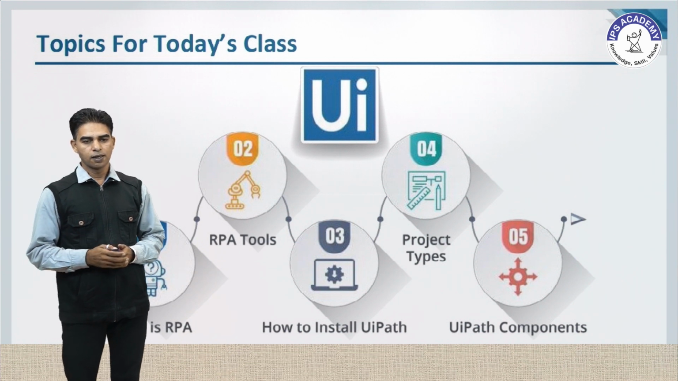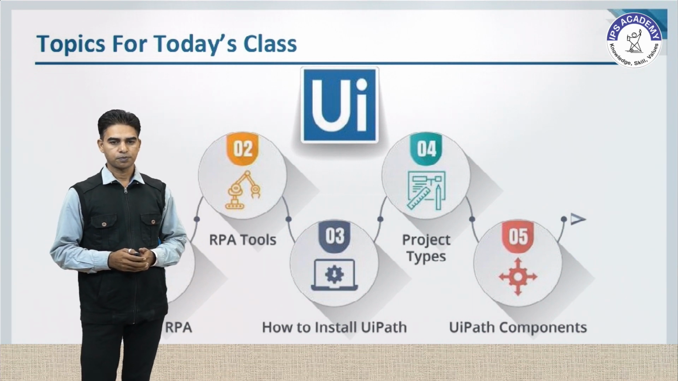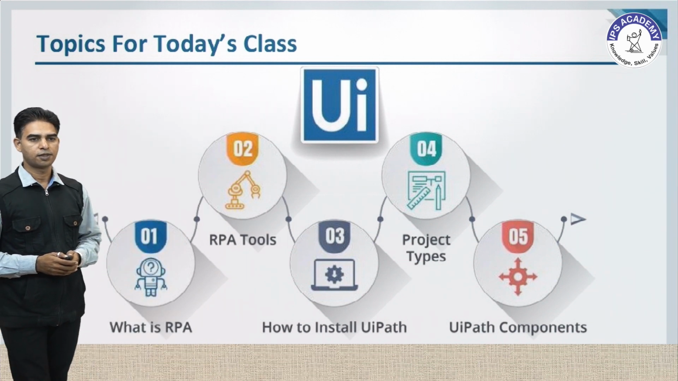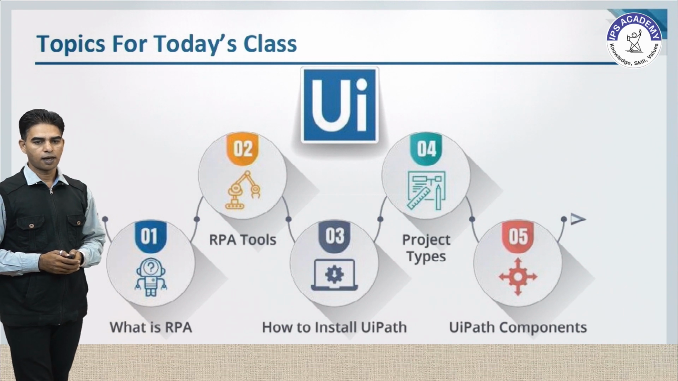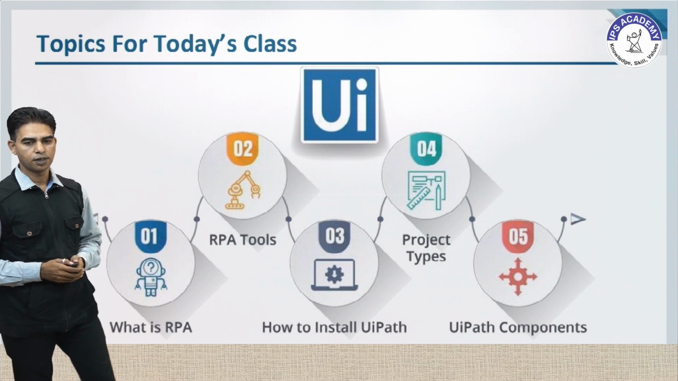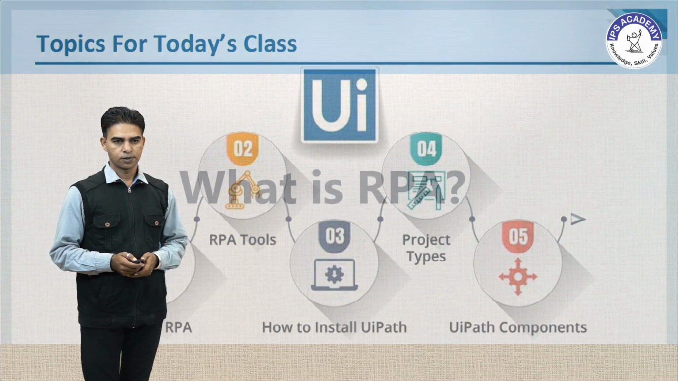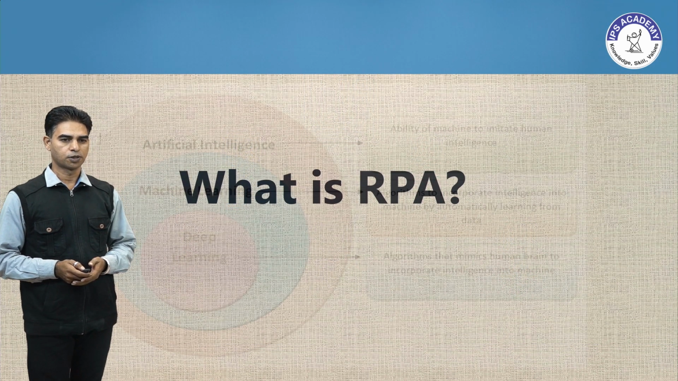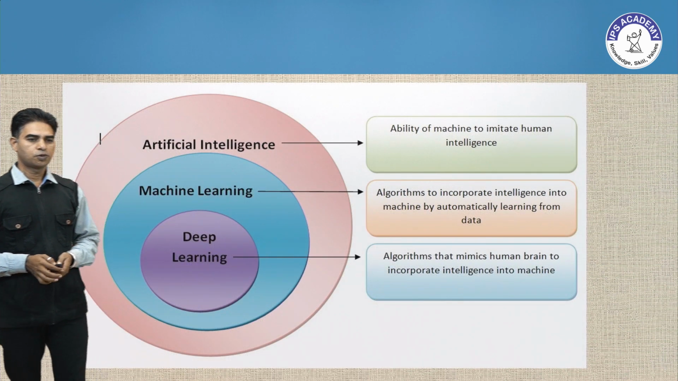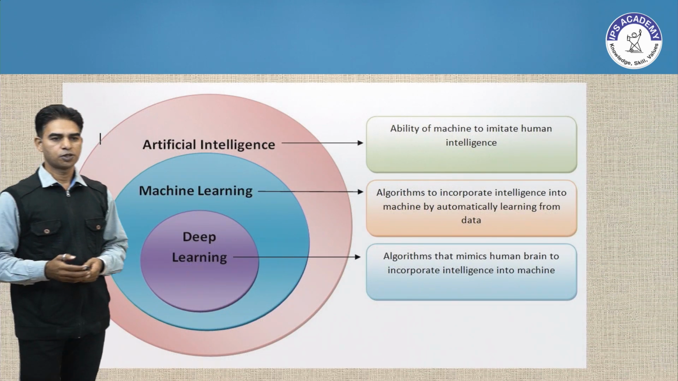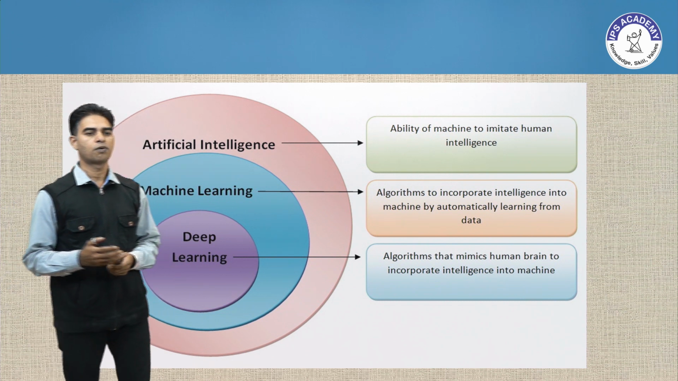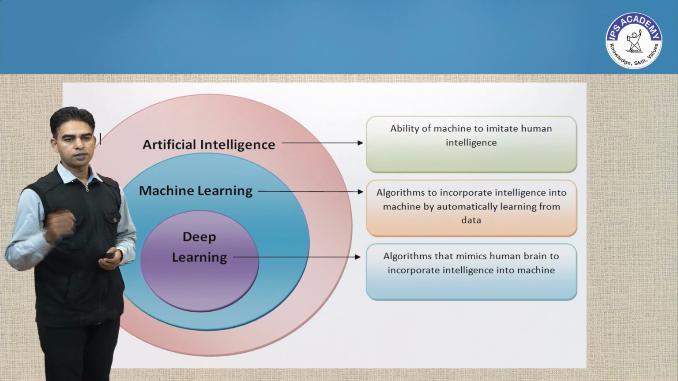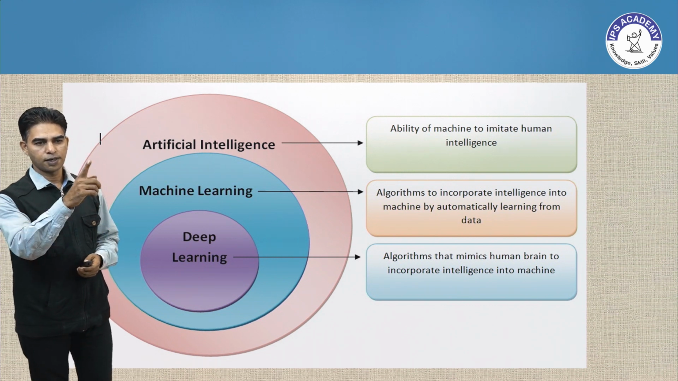So we can use this UiPath Studio. And how many project types there are is the fourth item of today's agenda. And last, what are the various components in UiPath? So there is a question in our mind: what is robotic process automation? First you should know what AI is, what ML is, and what deep learning is. You are seeing this in this slide, artificial intelligence.